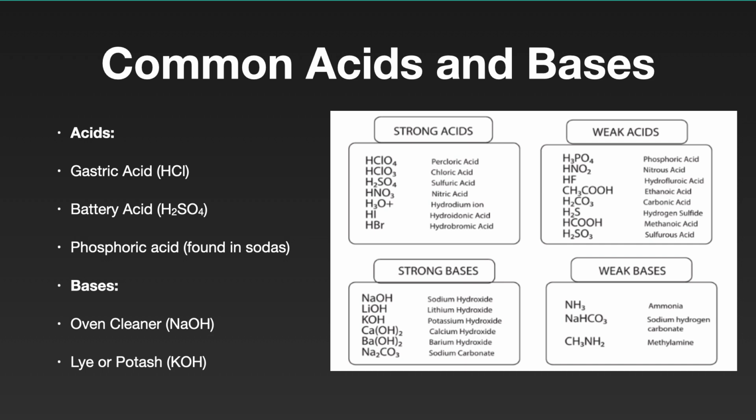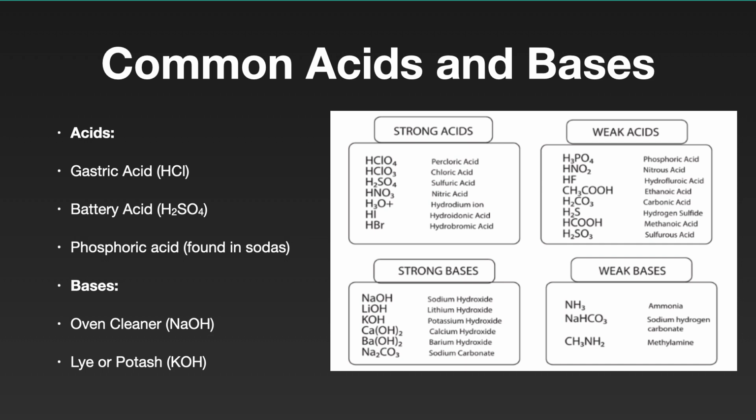To wrap up, let's look at some real-world examples. Hydrochloric acid, HCl, is the gastric acid in your stomach that helps digest food. Sulfuric acid, H2SO4, is the battery acid used to start your car. You even find phosphoric acid in sodas like Dr. Pepper, giving them that sharp tart flavor.